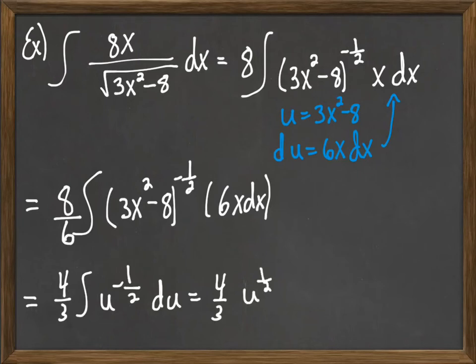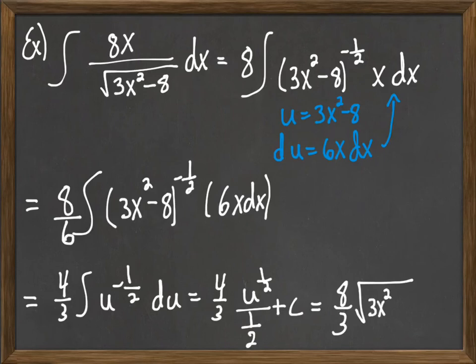And then we divide by that 1/2. Dividing by 1/2 is the same as multiplying by 2. So this will become 8/3. And then u to the 1/2 will be the square root of that 3x squared minus 8. And plus our constant. And so everything still works out.